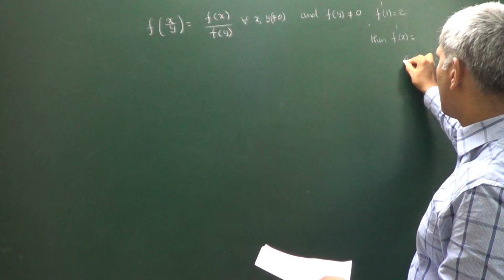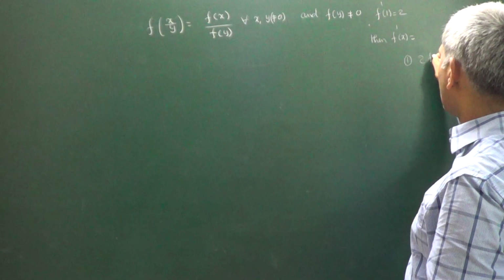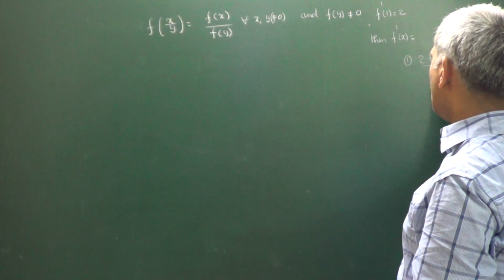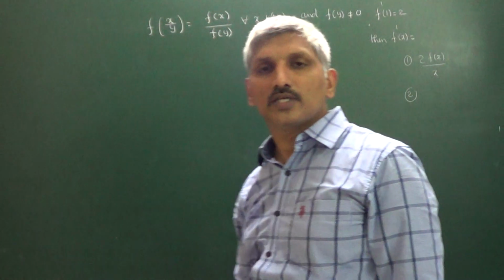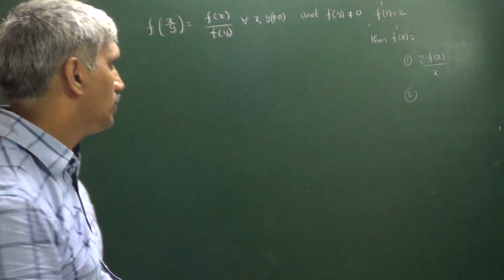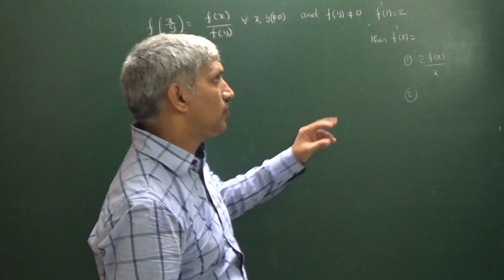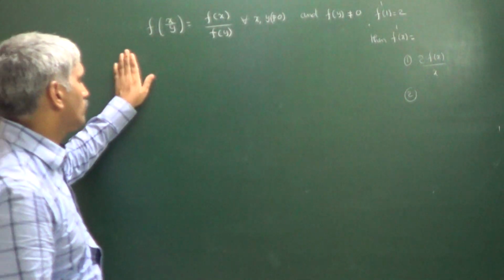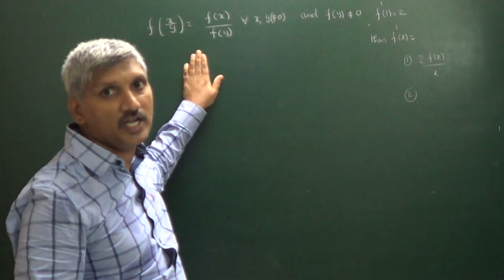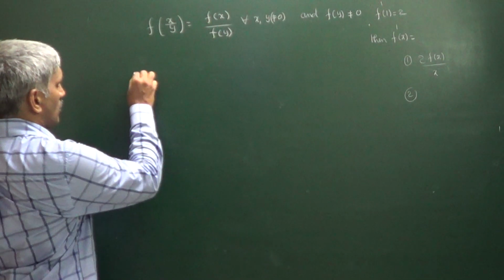So options are given in this way: 2 times f of x divided by x, or f of x by x, or x by f of x. Like that the options are given. Whatever it may be, we require to find f dash of x. How to find out f dash of x? No doubt we have to use this functional relation. So what is f dash of x?